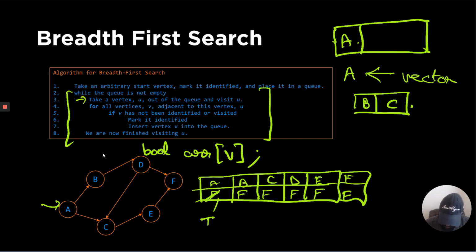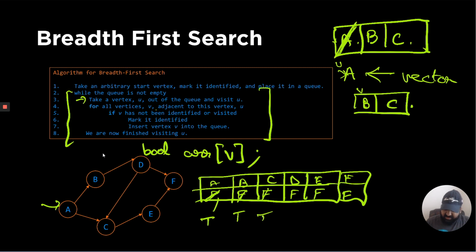Next, for all vertices V that are adjacent to this vertex U, that means we have this vertex U called A, and we have V called B and C. We are going to check whether each of these has been visited or not. B and C are not visited. So what we are going to do is mark these as visited, and push these into our queue, one at a time.